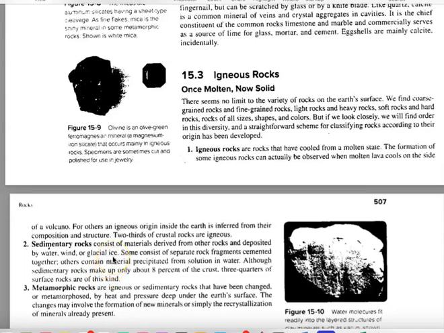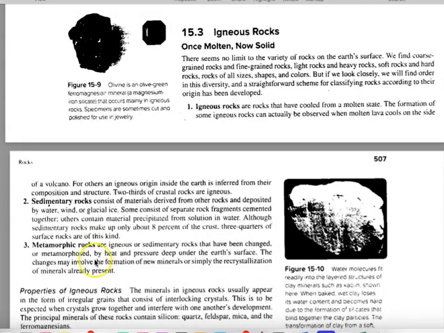Lastly, I want to mention these metamorphic rocks, very hard rocks made under extreme pressure and temperature. They are igneous and sedimentary rocks that have been changed by metamorphosis, by heat and pressure deep under the Earth's surface. The changes may involve formation of new minerals or simply the recrystallization of minerals already present.